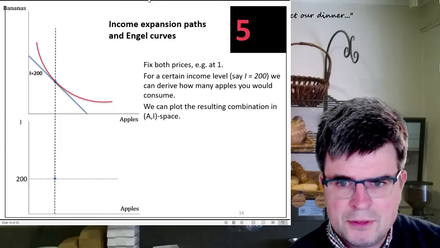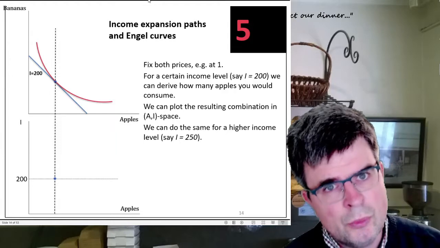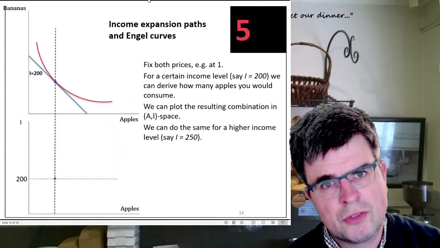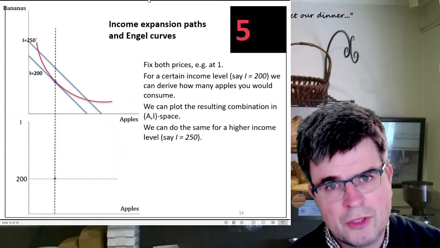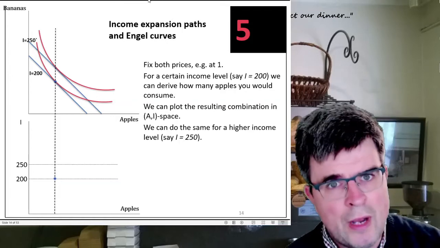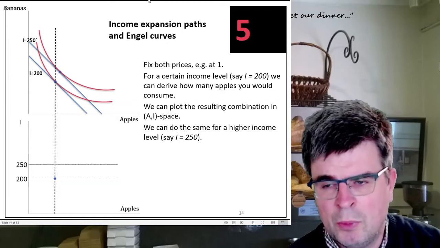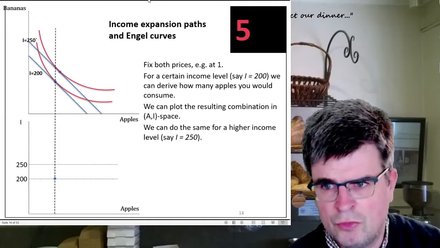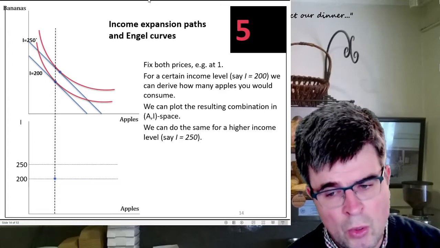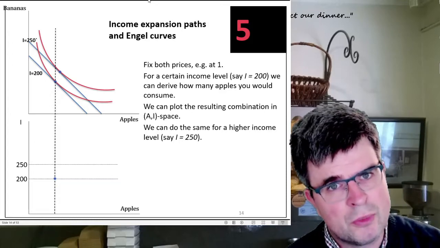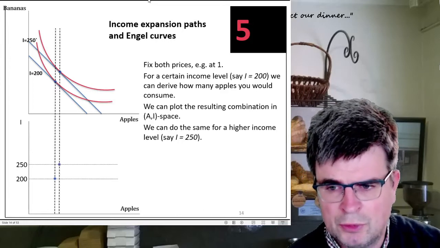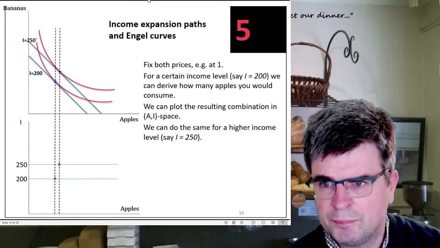Now, what happens if our income increases to, say, 250? Then the budget constraint shifts outward and we can reach a higher indifference curve. So that might be this indifference curve. Both apples and bananas are considered to be normal goods, so we increase the consumption of both. But in our Engel curve below, we are only interested in what happens to the consumption of apples, and given an income of 250, our apple consumption increases to the level given.